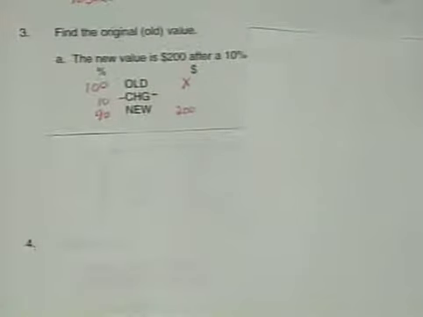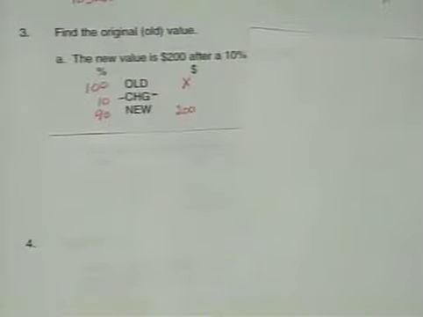I'm always going to begin by putting 100 next to old. The change was a 10% decrease, so the new is 90%. I also know in this information that the new value is 200. So next to the new, under dollars, I'm going to put the 200. I'm actually looking for the original amount, so the X goes under the dollar sign next to old.